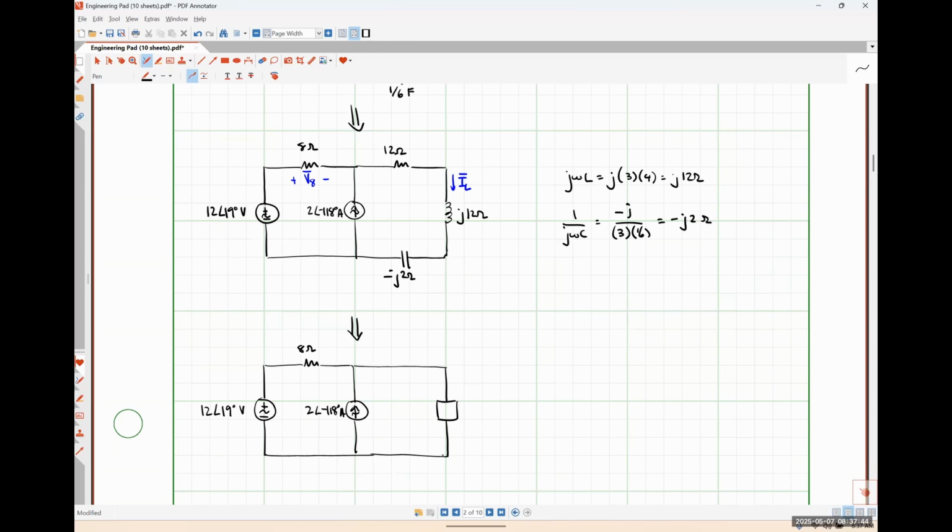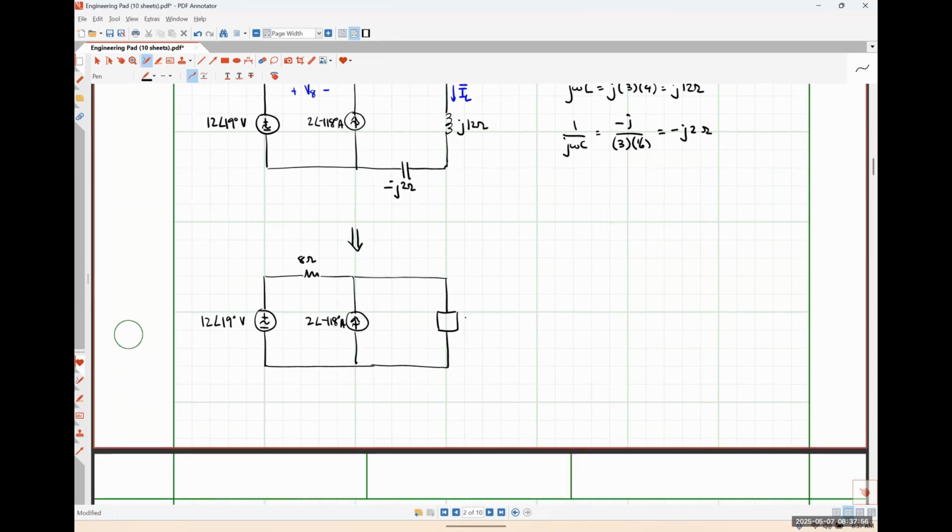So what is 12 in series with J12 in series with minus J2 going to look like? 12 plus J10, exactly right. Literally just add them together. Here is my phasor voltage V8. Here is my phasor current IL.